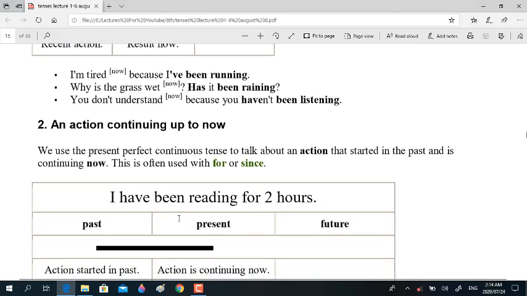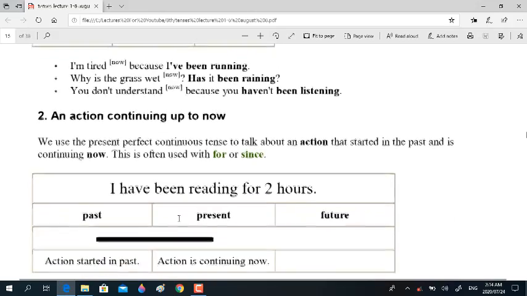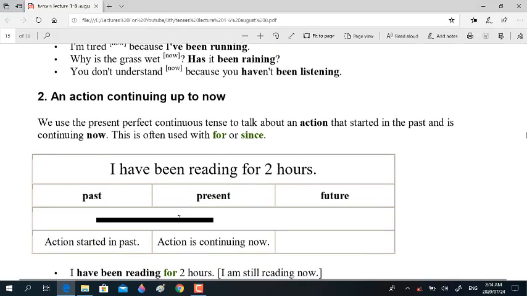An action continuing up to now, right? It is very easy to understand. We use the present perfect continuous tense to talk about an action that started in the past and is continuing now. For example, the birds have been chirping since morning. It means the process of birds chirping is continuing, is going on now, till that time.